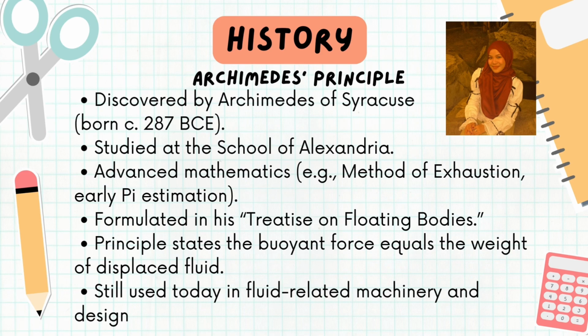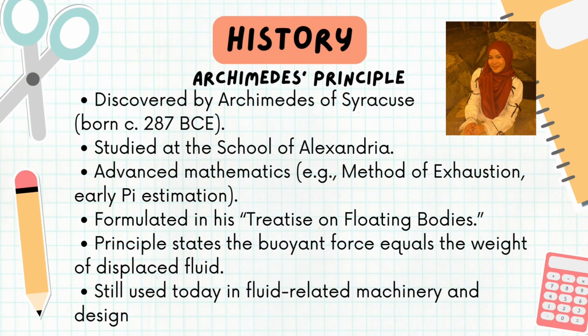Next, for the Archimedes principle, Archimedes was born in 287 before Common Era in Syracuse. With a strong early interest in science, he studied at the famous school of Alexandria. He made major contributions to mathematics and physics, including the method of exhaustion, which is used to calculate areas under a curve, and a highly accurate estimate of pi using regular polygons.